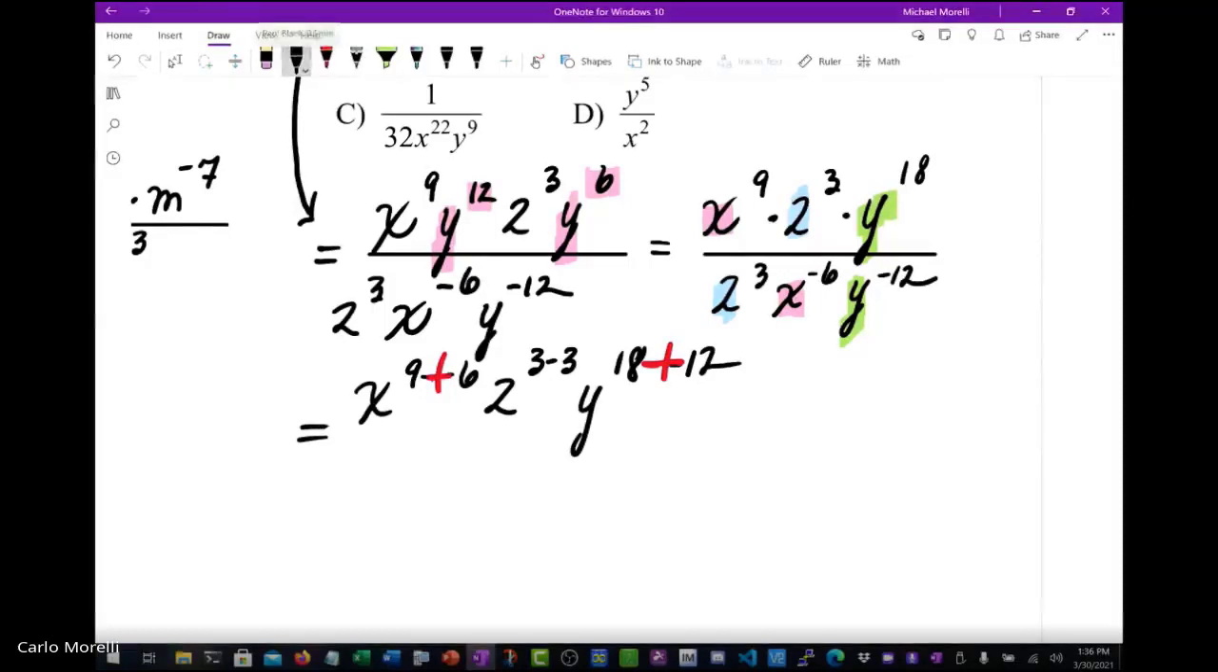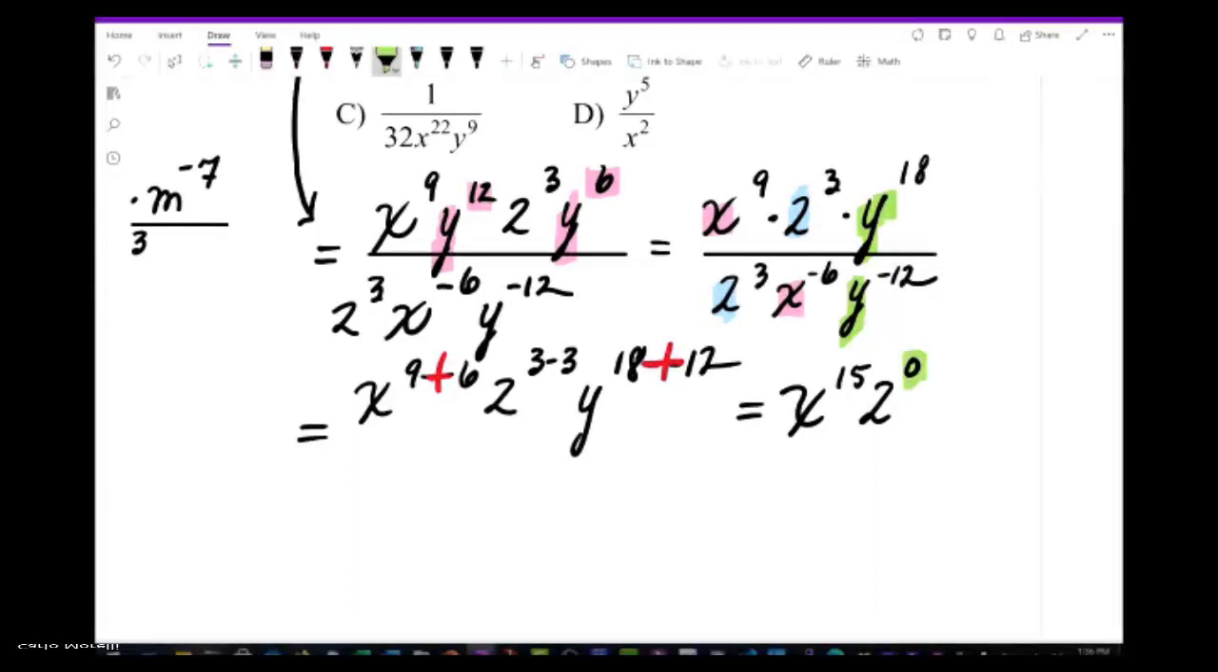And this gives me a chance to teach you about the zero exponent rule, because look what happens. You're going to have x to the 15th, but then you're going to have 2 to the power of 0, okay? I really want to highlight what to do when you have something raised to the power of 0. And then you're going to have y raised to the power of 18 plus 12. What's that? Is that 30? That's 30. Okay.